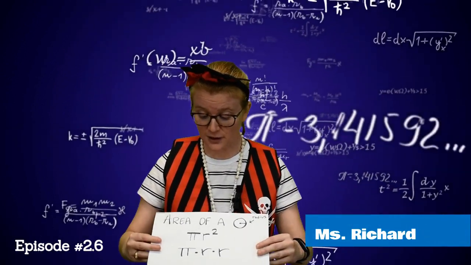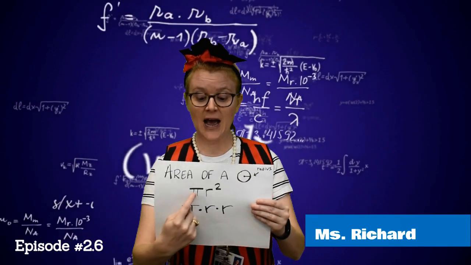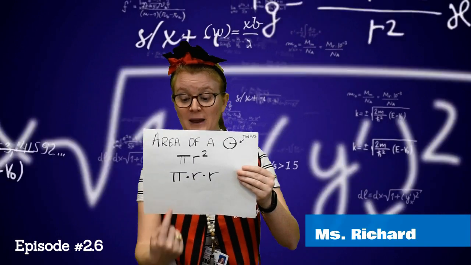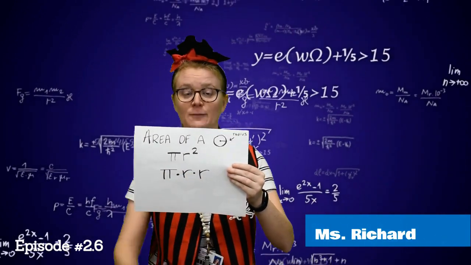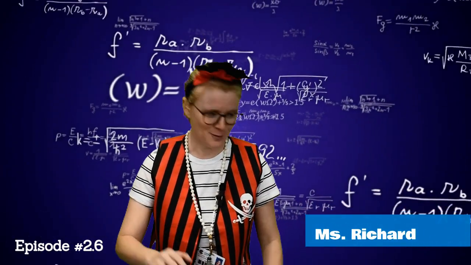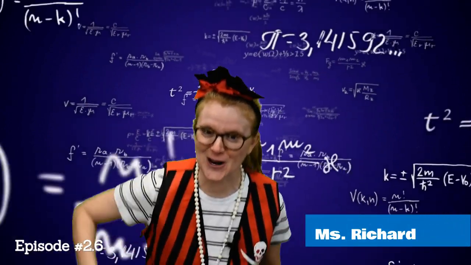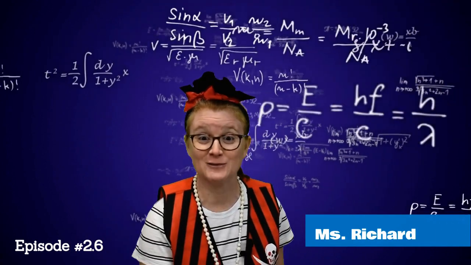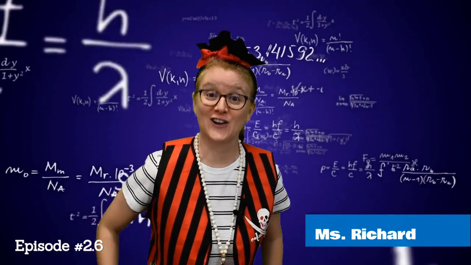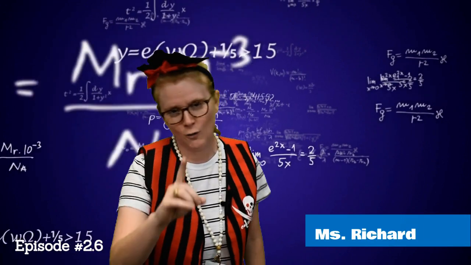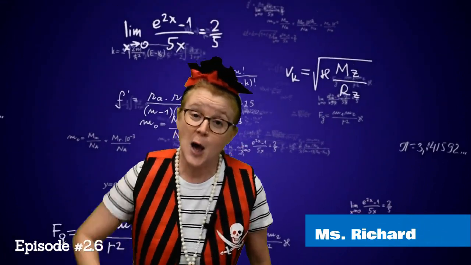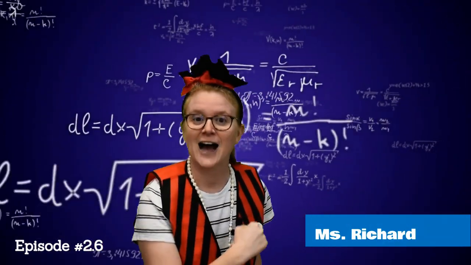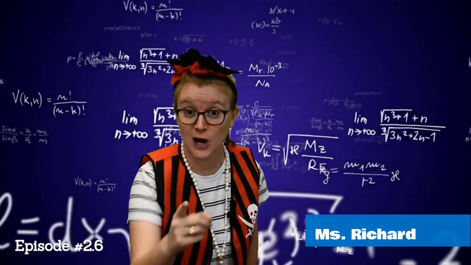Well, it's actually pretty easy. If we look at the formula for the area of a circle, it's pi r squared. And that little 2 right there is an exponent, which means it's pi times r times r. Pi times r times r. The area of a circle is pi times r times r. One more time for those of you in the back. The area of a circle is pi times r times r.